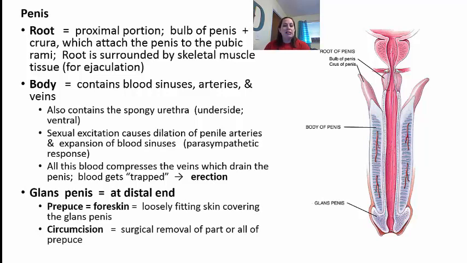The glans penis is the most distal portion. It has what we call the prepuce, which is the foreskin on it. This is a loosely fitting skin that covers this part of the penis. Now, this can be removed. A lot of times when it's removed, we call this circumcision. It's a surgical removal of this part. The main thing is a lot of times it's for hygiene issues. It's also just a normal custom in some countries.